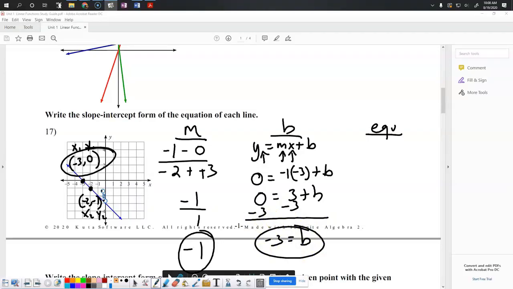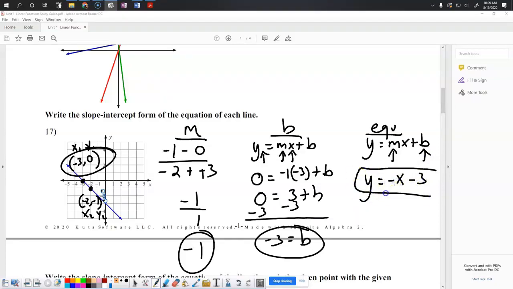Once you have that, to find your equation, all you need to do is put the slope that you found in the first part here, and put your b value, the y-intercept that you found in the second part there. So we have negative 1x minus 3 is the equation of that line.